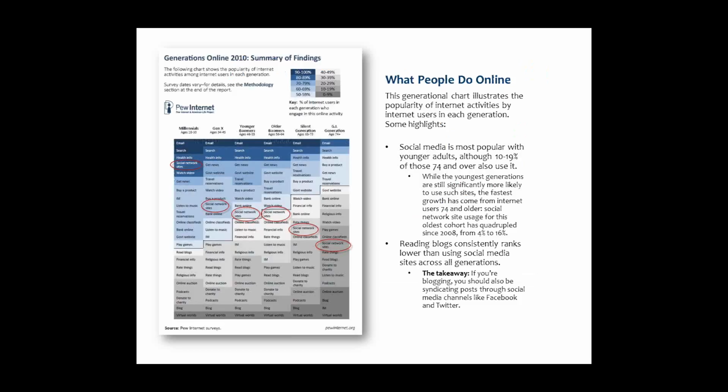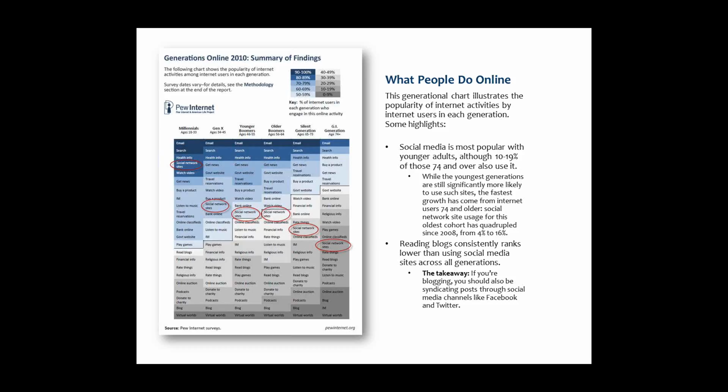So this is, again, another Pew Internet chart. They have fabulous infographics. And it shows what people do online. And it breaks it out by generation. So you can kind of figure out where maybe your demographic is age-wise and see what they're using.